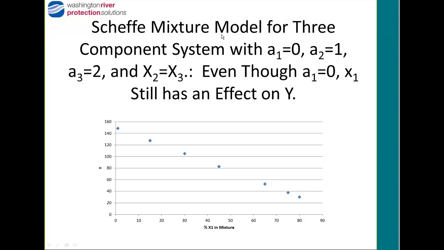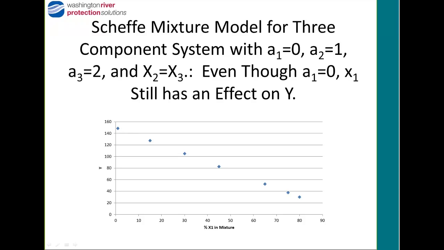The Scheffe mixture model, this is an example of some of the complex behavior. A lot of people want to say if I have a coefficient that is 0, that means that component has no effect. That's not so. That component still does have an effect, and we actually find a 0 for a lot of properties. You can find things that have a 0 coefficient.